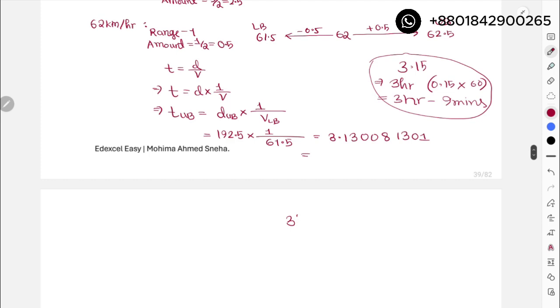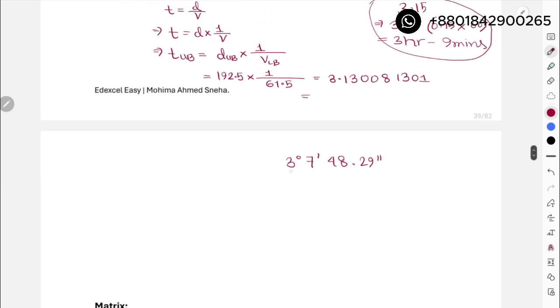Okay, from there this is how the calculator actually shows you the answer: 3 degrees 7 minutes 48.29 seconds. Now this is your hour, this is your minute, this is your seconds, and this is your milliseconds. Over here what we have is approximately 3 hours 7 minutes 49 seconds if you round it up, and again to the nearest minute you will get 3 hours 8 minutes approximately, right?